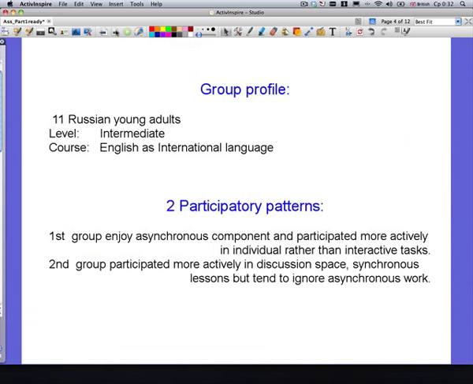Although the group in question share the idea that English is best acquired through interaction, the survey conducted in the middle of the term revealed that the group tended to split up into 2 nearly equal subgroups, and further I'll be referring to them as Group 1 and Group 2. So Group 1 enjoyed an asynchronous component and participated more actively in individual rather than interactive tasks. Group 2 participated more actively in the discussion space and synchronous lessons, but tended to ignore asynchronous work, for example, writing tasks.